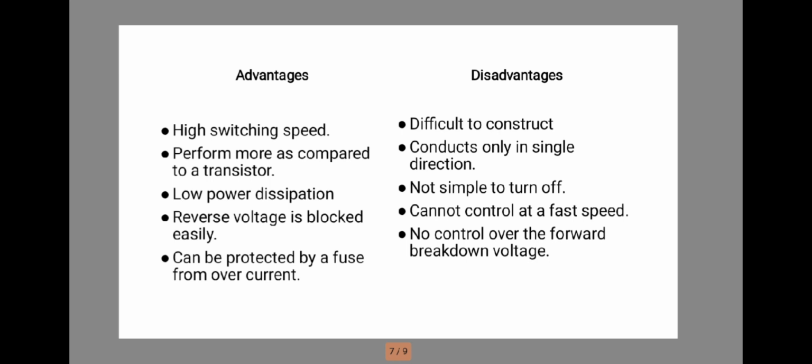Forward voltage drop is low, so power dissipation is also low. Reverse voltage can also be blocked easily. It can be protected by a fuse from overcurrent.